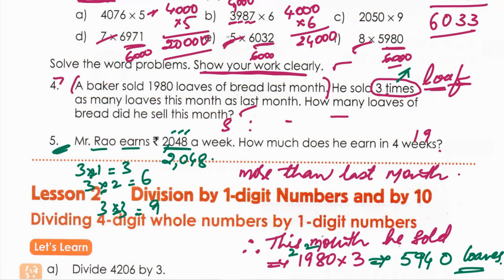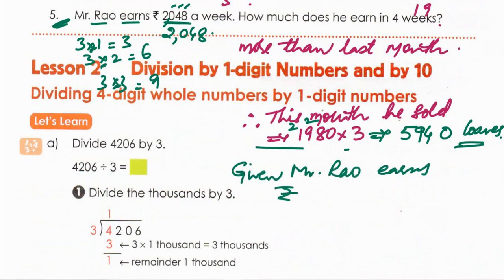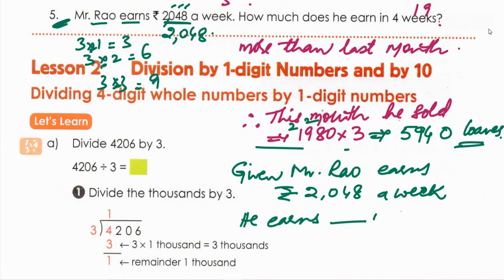Working for this is like this. I'll just do it here. Given, Mr. Rao earns rupees 2048 a week, means 1 week. In a week you can write down. He earns dash in 4 weeks. That is 2048 into 4. You multiply now.